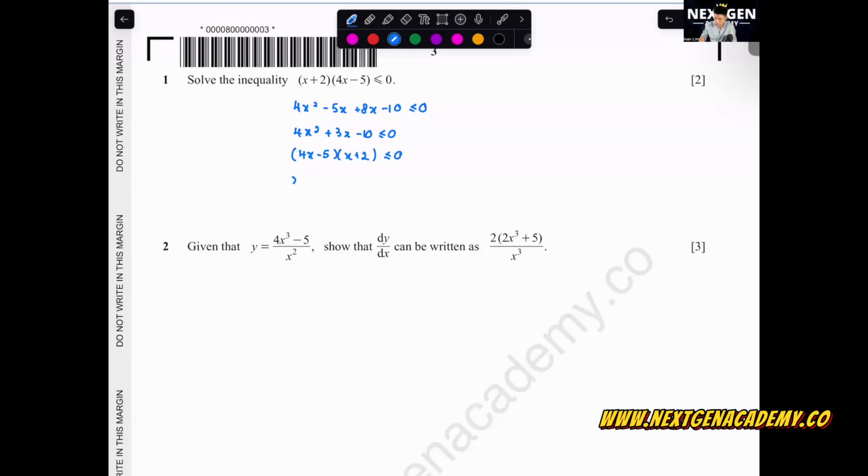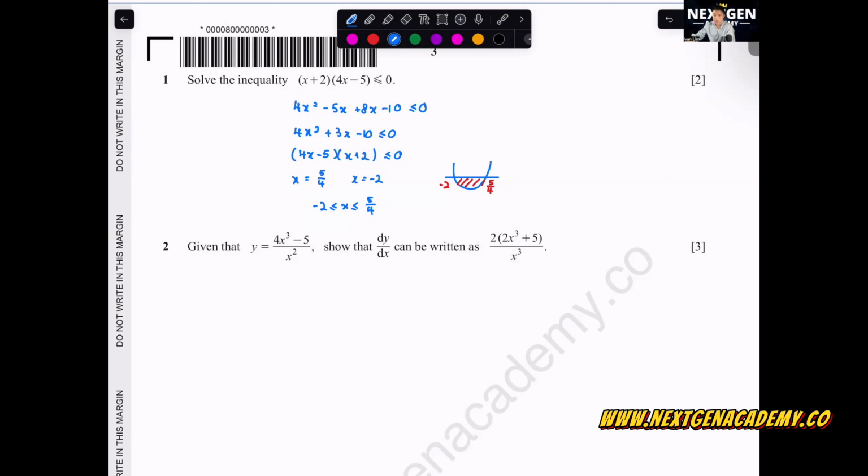We find the critical values: x is 5 over 4 and x is equal to negative 2. Then we can check using this. These are not necessary for you to draw, but I like to draw it so that you can double check. Put the smaller value on the left hand side, the bigger value on the right hand side. So the final answer will be x in between negative 2 and 5 over 4. Number 1, no issue, right? Easy. We jump to number 2.